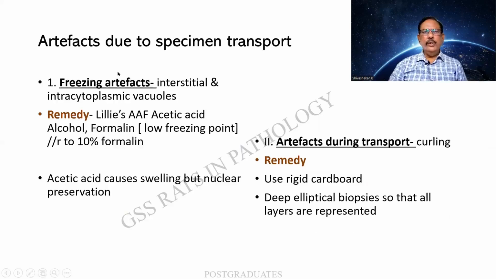What are the artifacts during the transport? This should have come even earlier. Freezing artifact. Sometimes you find interstitial and cytoplasmic vacuoles. The remedy, he says, is to use alcohol-containing fixatives. Acetic acid will cause swelling. This is too chemical, but you people can remember one or two here and there. Artifacts, as I told you, curling. Use a rigid cardboard or you can use what are called elliptical biopsies so that all the layers are represented.